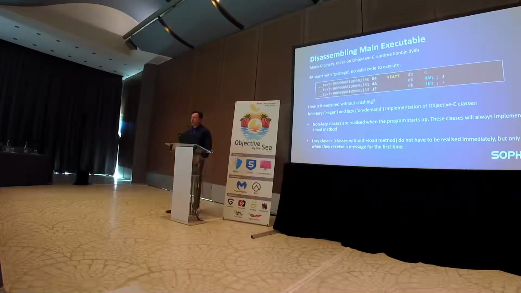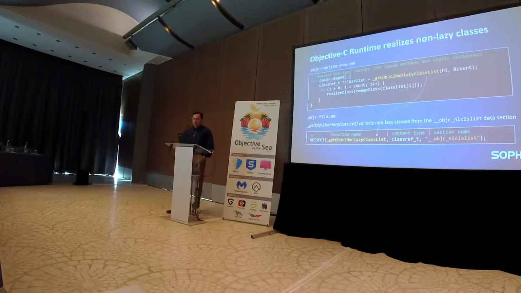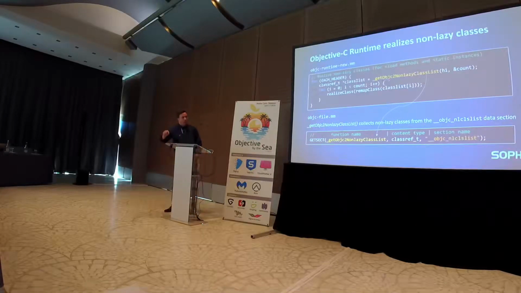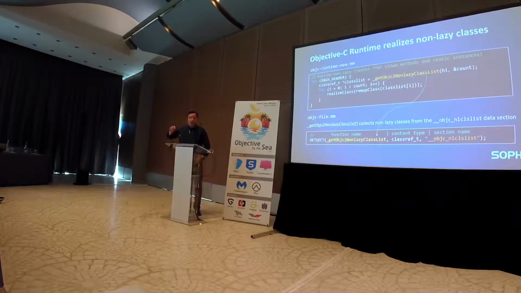How do we find it in the actual executable? Let's have a look at the actual source code of the Objective-C runtime. The first snippet is in the Objective-C runtime new.mm. In that file, you can see it's calling a function to get the Objective-C non-lazy class list. That function returns the list of classes into the variable class list, and also returns the count of how many non-lazy classes there are. Then it starts a loop up to that count, and for each class in the list, it calls the realize class function.